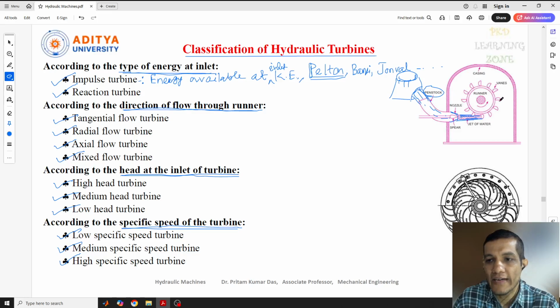These are the vanes or blades, as they are called. Then the runner will start rotating, and the runner is fitted on a shaft. The shaft also starts rotating.